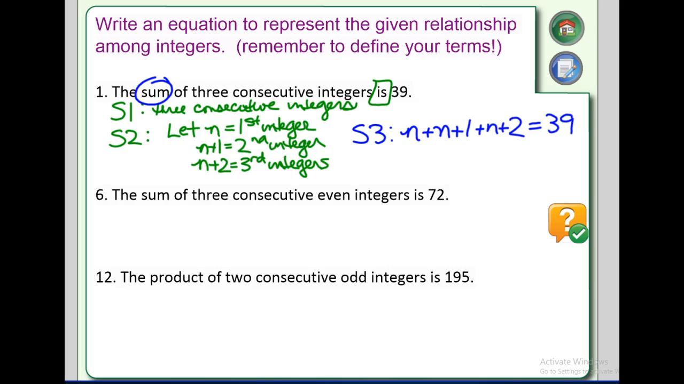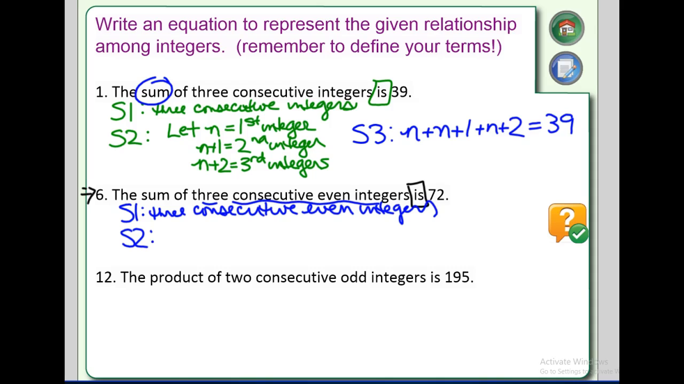So let's go ahead and do my next problem. It's number 6 on your worksheet, but let's look at it. Okay, so it says the sum of 3 consecutive even integers is 72. So this time, if I'm looking at step number 1, what are we trying to find? Well, it's written right there. What are we looking for? 3 consecutive, you're going to get real good at spelling consecutive, even integers. Okay? Step number 2, let statements.